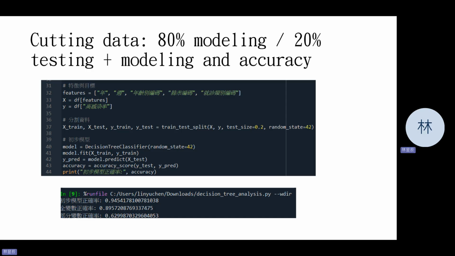Okay, the preliminary model accuracy is the first line of the picture. It's 0.49, 0.94.